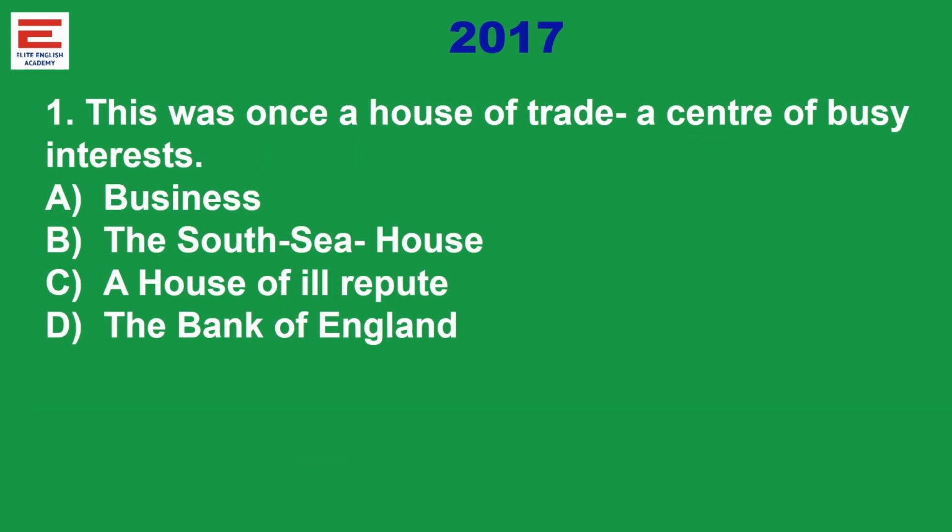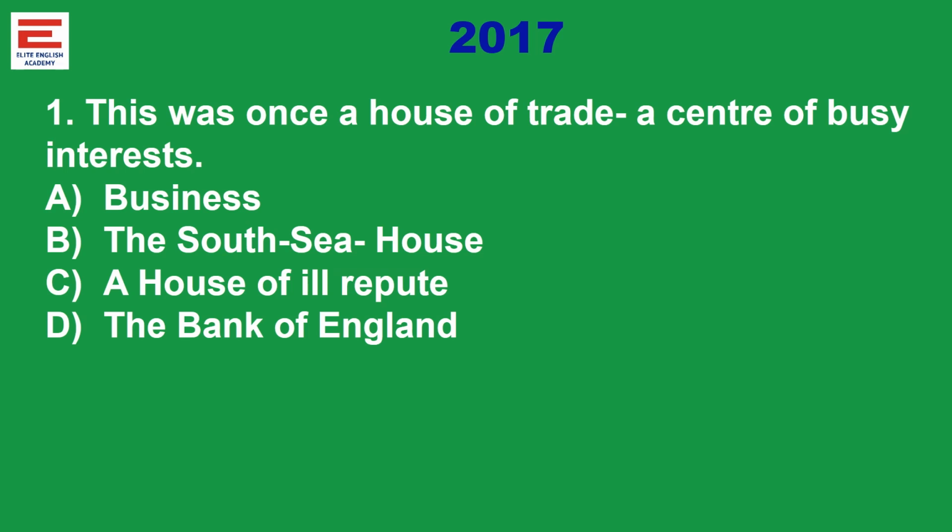This was once a house of trade, a center of busy interest. So this question is very easy. Here the options are business, the South Sea House, a house of ill repute, the Bank of England. So once you get a question in a particular exam, first try to fix the question into a particular unit. Once you fix the unit, you know it is this age. These are the works included in this particular unit, and this unit belongs to this age.